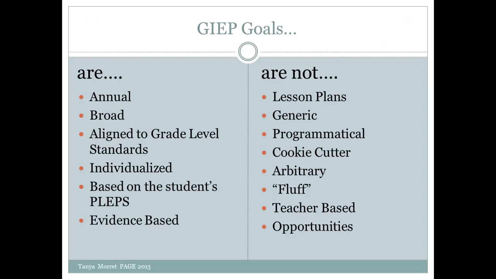As we move into developing goals, we need to set some parameters. GIEP goals are supposed to be annual. If they are annual, they cannot drive the day-to-day instruction, so they must be broad. They should be aligned to grade level standards, whether it's the current grade level or beyond. We are not teaching students outside of the standards. It's aligned to them. There's got to be a connection.